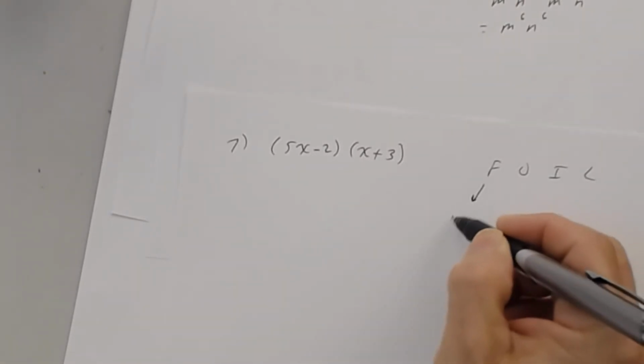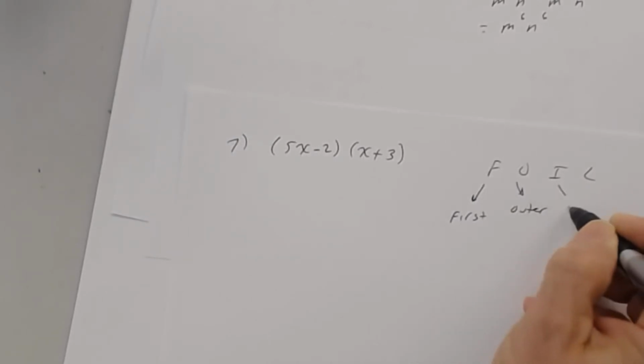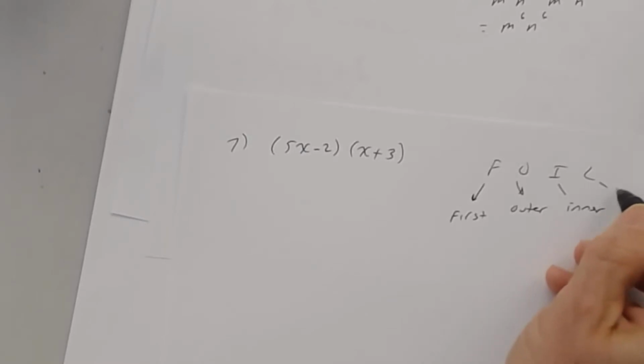So, FOIL. F stands for what? First. O stands for outer. I stands for inner, and L stands for last. So when we start factoring trinomials, you're going to use reverse FOIL many times. So if you're going to factor, you need to first of all know how to FOIL, because you're going to be dealing with reverse FOIL as you go through this. So let's go multiply this out using a FOIL method, and I can do that because I'm multiplying two binomials.